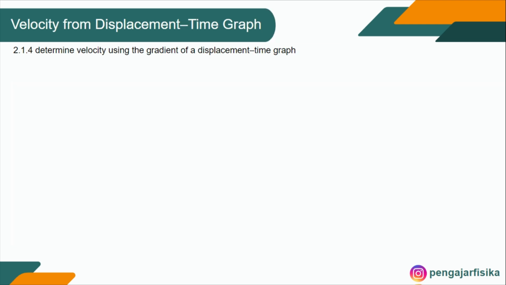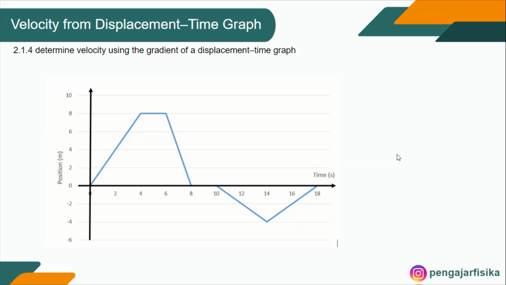The fourth learning objective is determine velocity using the gradient of a displacement time graph. The gradient or slope of this graph at any point represents the velocity at that moment. The velocity can be determined by finding the gradient of the graph. A steeper slope indicates higher velocity, while a flat line indicates zero velocity.